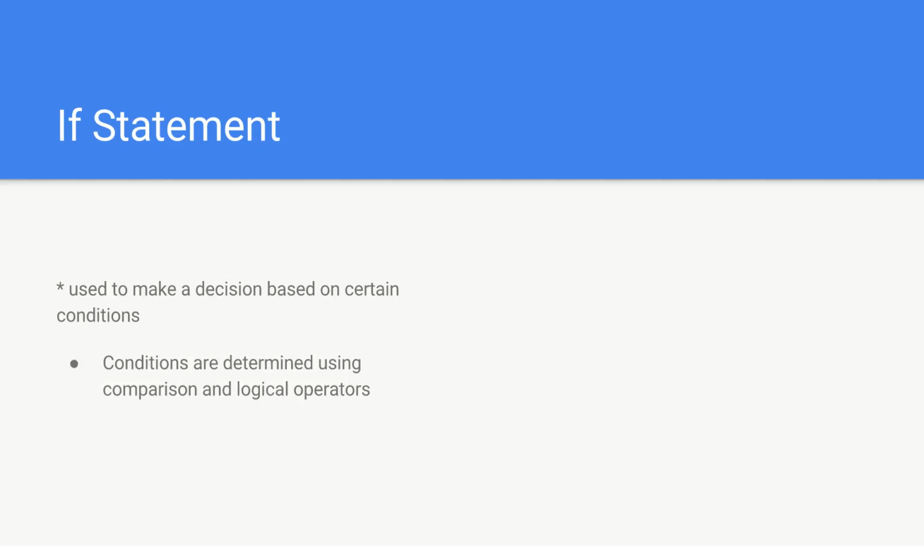So now that we have an understanding about what comparison and logical operators are, we can go over the if statement. The if statement is used to make decisions based on certain conditions, and these conditions are determined using comparison and logical operators. We'll see this in an example later on.